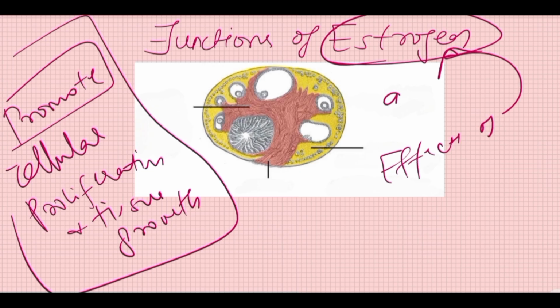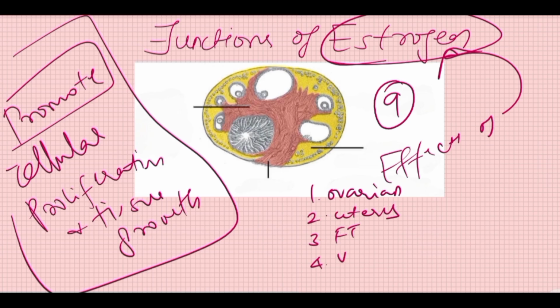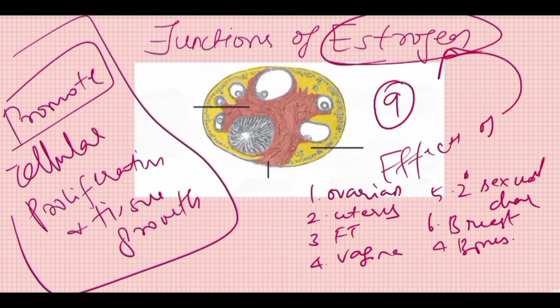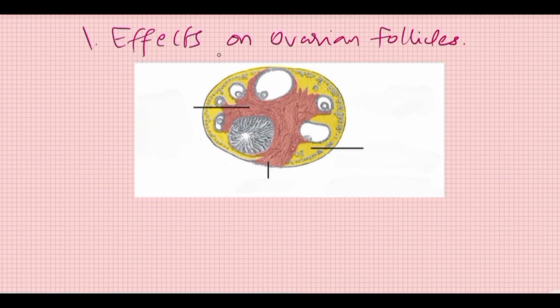There are 9 effects of estrogen: in the sexual organs, that is the ovarian follicle, the uterus, the fallopian tubes, the vagina, and the secondary sexual characters. The sixth one is in the breast, the seventh in the bones, the eighth in the metabolism, and the ninth in electrolyte balance. First one is the effects on ovarian follicles.